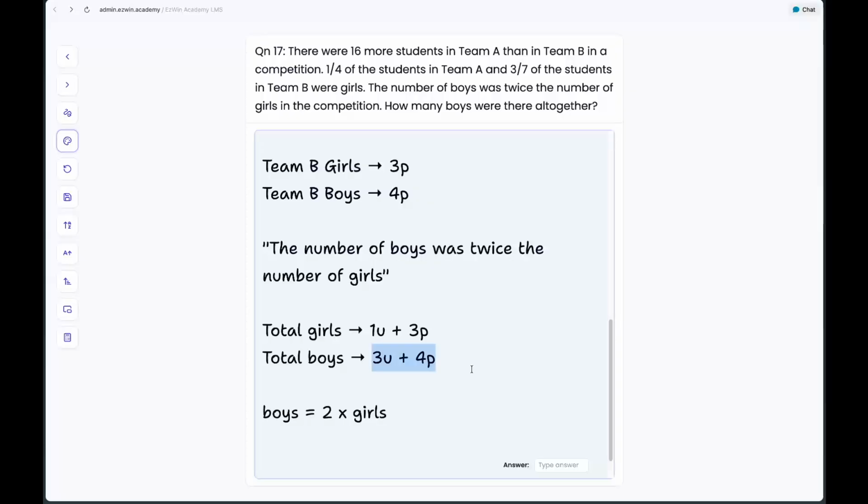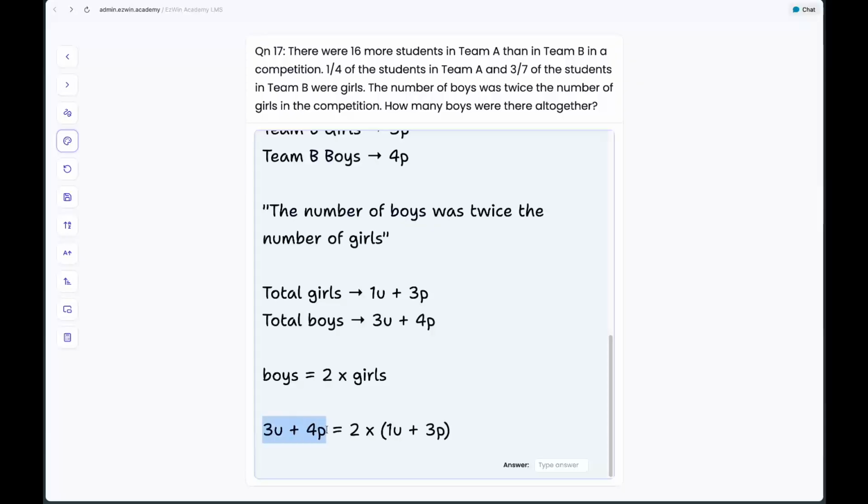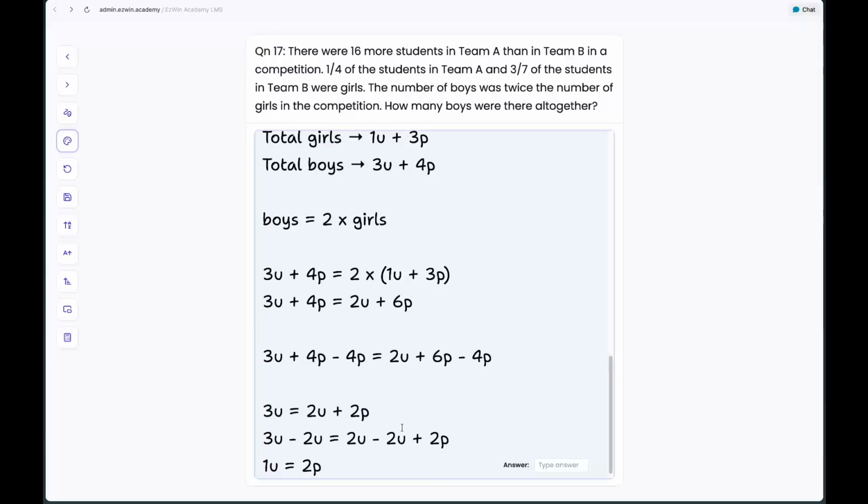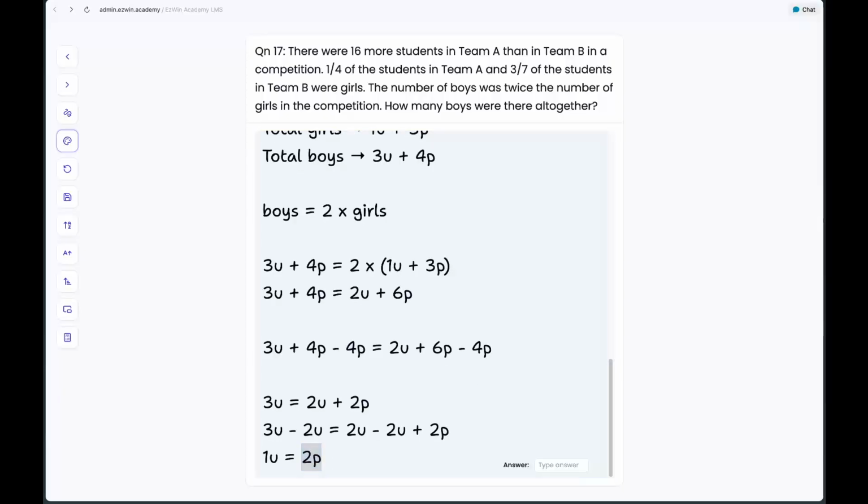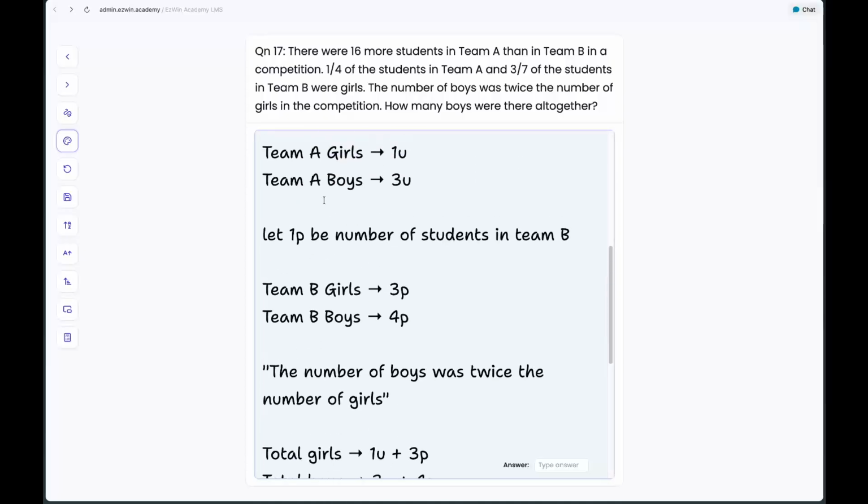So since they are twice, that means boys equal 2 times the girls. Since we know the boys and we know the girls, we can just swap into the equation. So 3 units plus 4 parts equals 2 times the girls. That's what we see over here. If we were to simplify even further, this will be 3 units plus 4 parts equal to 2 units plus 6 parts. Then we actually can find that 1 unit, in this case, is 2 parts.